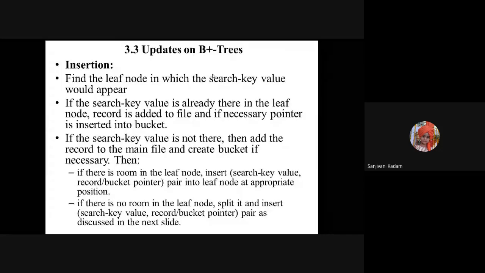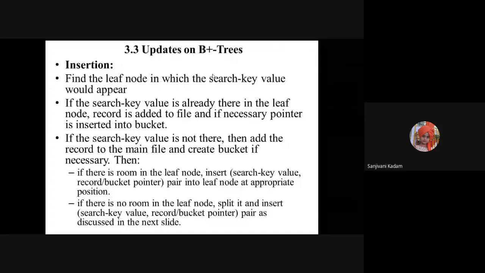If the search key value is already there in the leaf node, the record is added to the file, and if necessary, a pointer is inserted into the bucket. Suppose I already have the instructor name Gold existing in the tree. I will search where Gold is, and this will be pointing to the actual record. Then next to that record, we will insert the new Gold entry, and that entry will be held by the index array. In the index, we may make provision to hold multiple pointers.